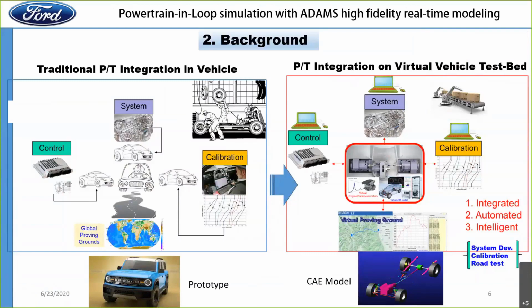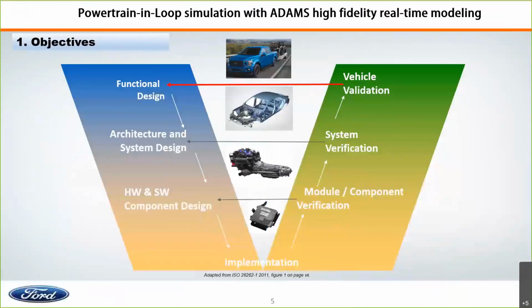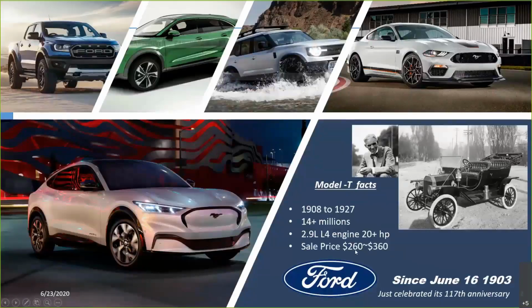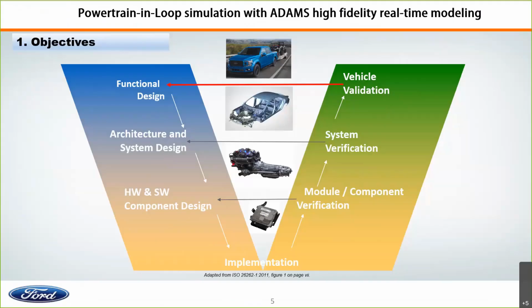So this is our background. Now our objective: how do we reduce the time for this iteration, and how do we save the cost of it? Remember, 100 years ago our product only sold for about $260, but nowadays the price is significantly higher. The reason is that the powertrain and vehicle systems are getting more and more complicated, and development costs a lot of money.